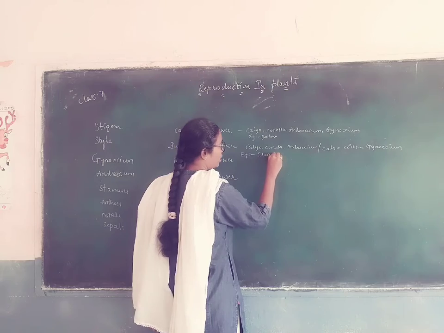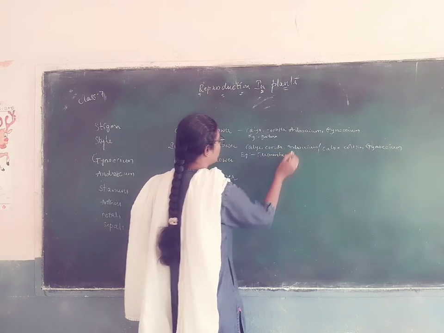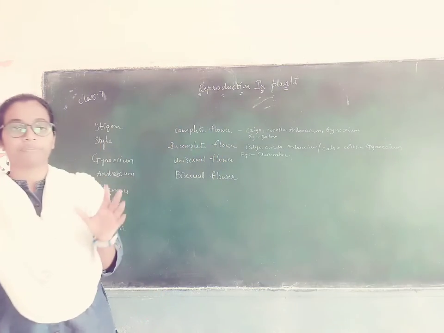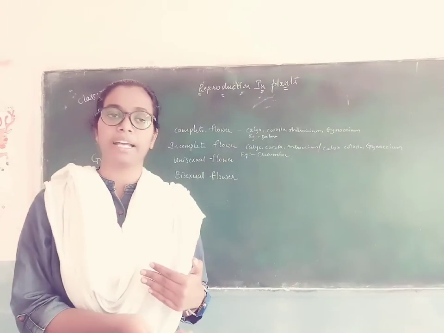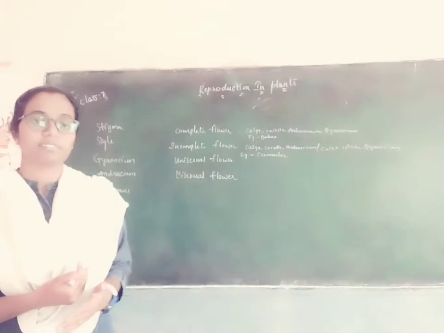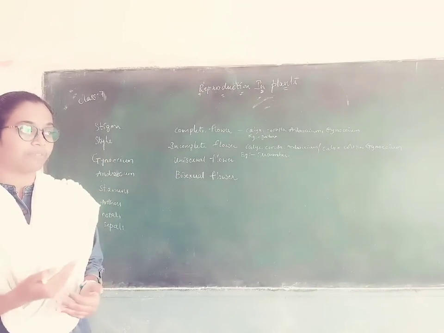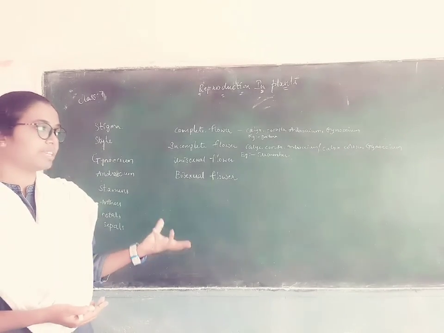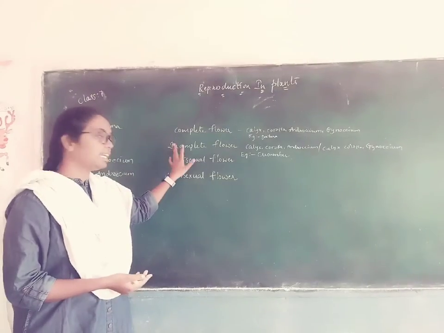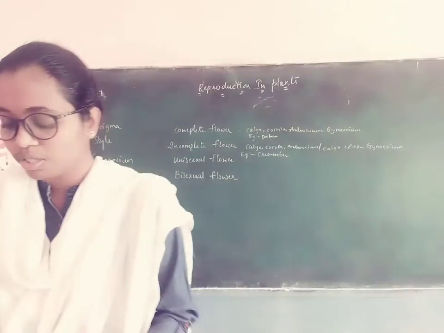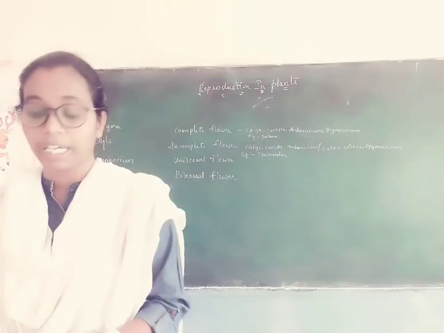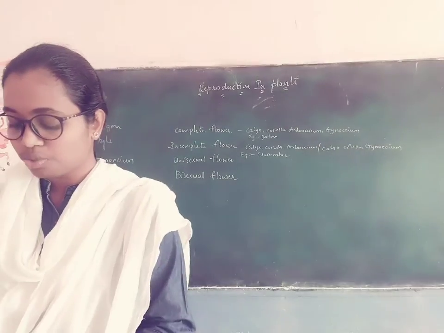For example, cucumber. Okay. So if any of the four parts is absent in that flower, such a flower is considered an incomplete flower. Examples: cucumber, bottle gourd and papaya. Okay, next about unisexual flower.